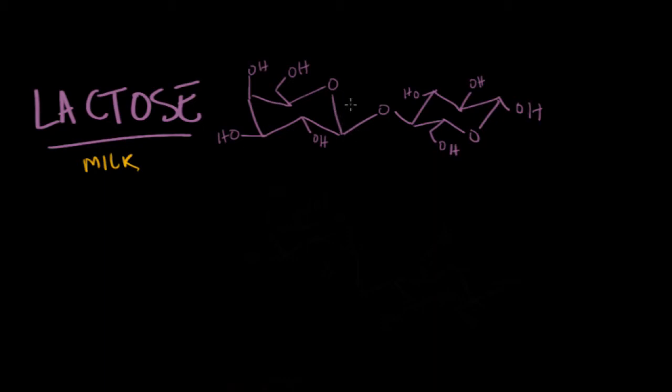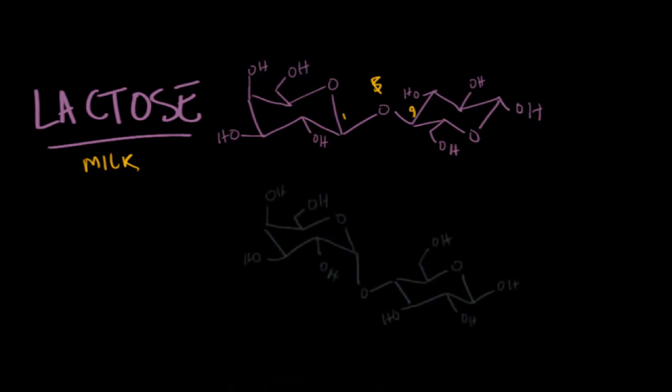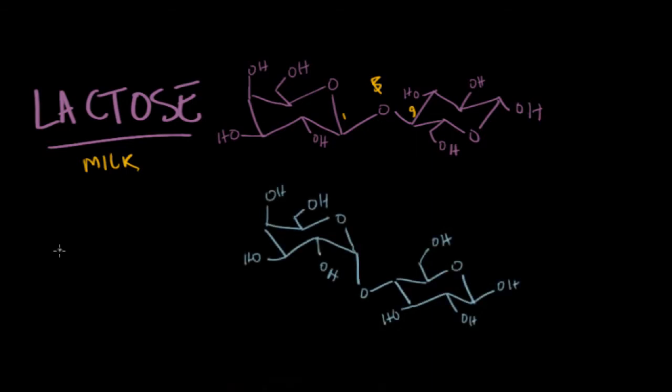So we've got the 1 and the 4, and this is a glycoside bond, and this one happens to be in the beta orientation. So lactose is a disaccharide made of galactose and glucose joined together by a beta 1,4 glycoside bond. Now next up we have maltose. So let me write that in here.